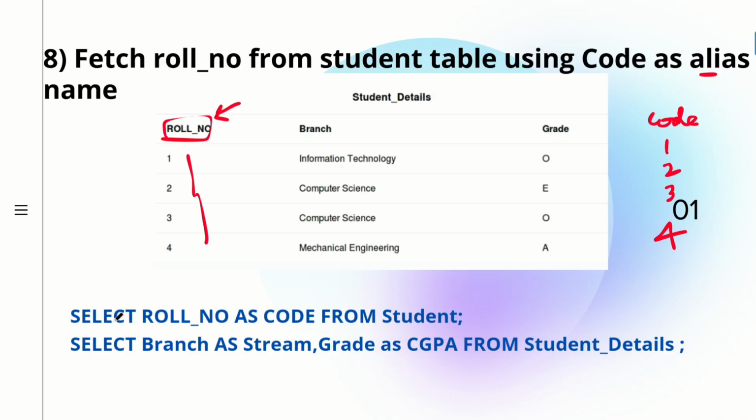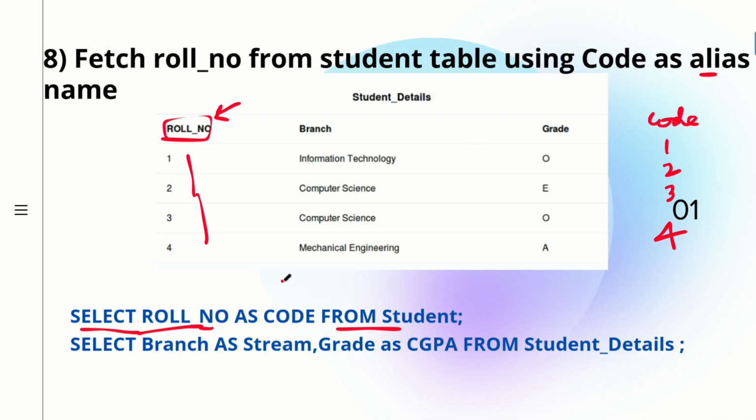For that you have to write the same normal thing, select roll number from student. First you will write select roll number from student. This is the normal code to get all the roll numbers in the result. But now you want to change the column name. For that you have to make use of alias. Alias is nothing but a different name for your column.